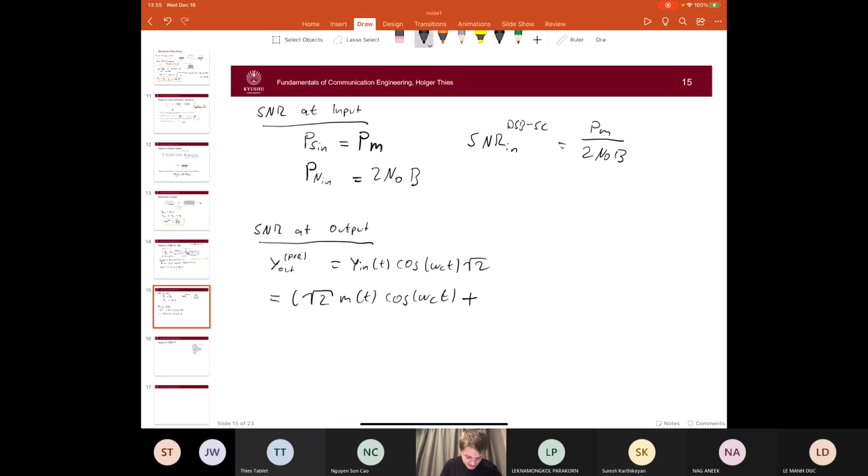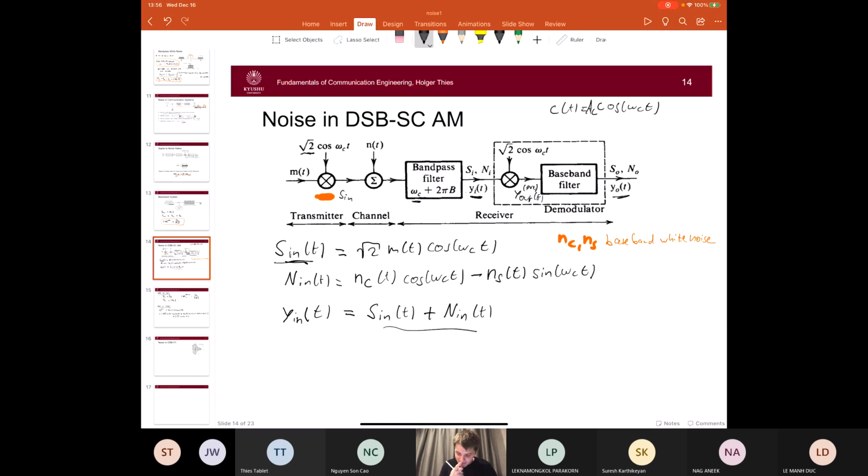So this is the input signal. Then we have our bandpass noise, which we have seen as NC of t times cosine omega ct minus NS of t times sine omega ct. And then we multiply all of this by square root 2 times cosine omega ct. So this will be our output signal before we apply this baseband filter, and the baseband filter will filter out all frequencies higher than our message frequency B.